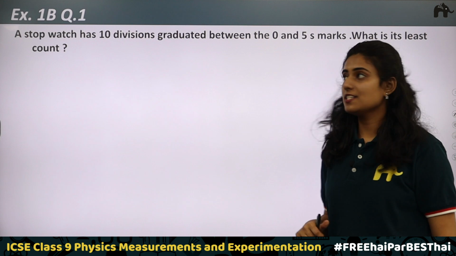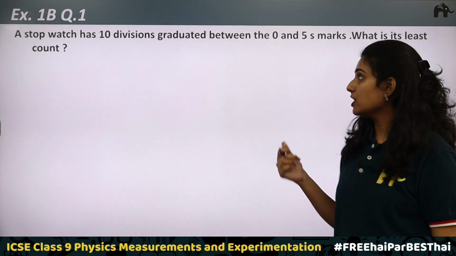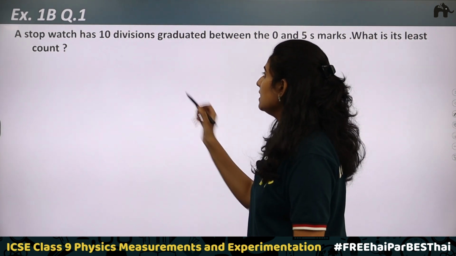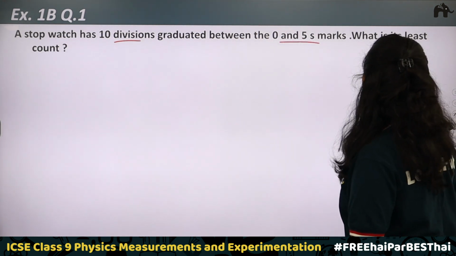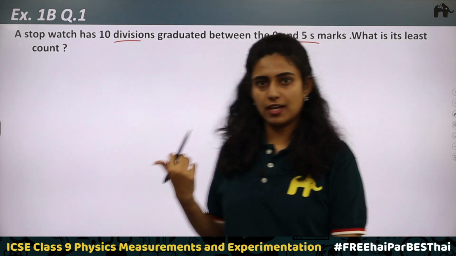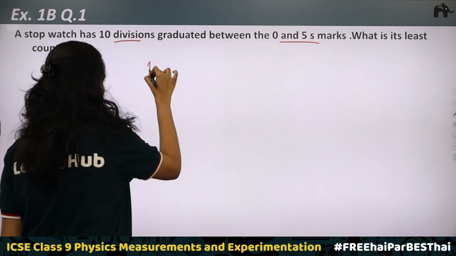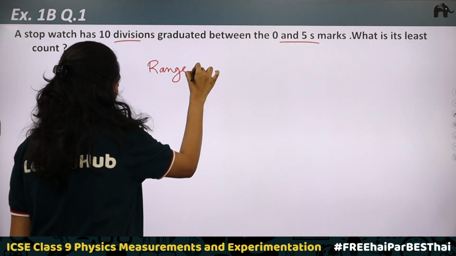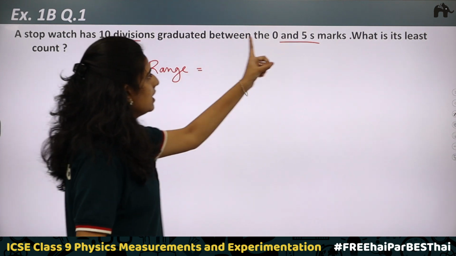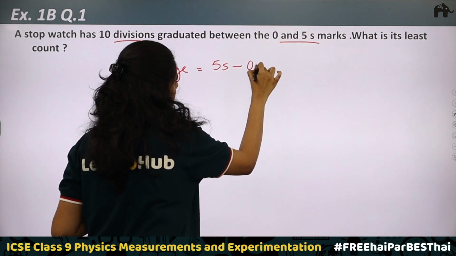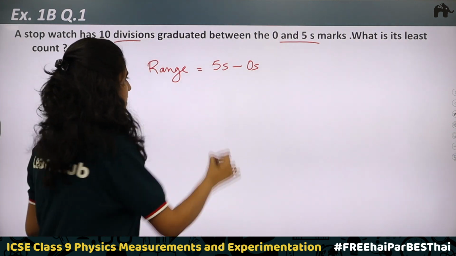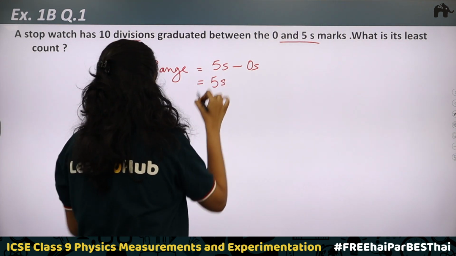Now let us do numericals from exercise 1B. Exercise 1B, question 1. A stopwatch has 10 divisions graduated between the 0 and 5 second marks. What is its least count? We have to find the least count. Here we have to find the range first. Okay, range is equal to 0 and 5 seconds mark, which means 5 seconds minus 0 seconds will give you the range, that is equal to 5 seconds.